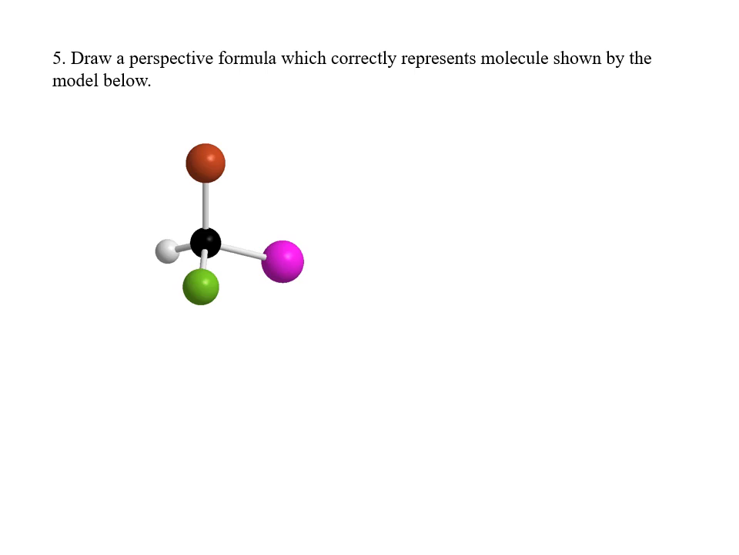At this point you may want to stop the video, provide a drawing of your own, and then compare it with the answer shown here. To draw a perspective formula, we will use solid lines to represent bonds in the plane of the drawing, a wedge bond that projects towards us, and a dash bond that projects away from us. And this is a perspective representation. The black carbon atom is shown at the center of the tetrahedron, and the straight bond that points straight up, that is in the plane of the drawing, is the carbon-bromine bond, a solid line.